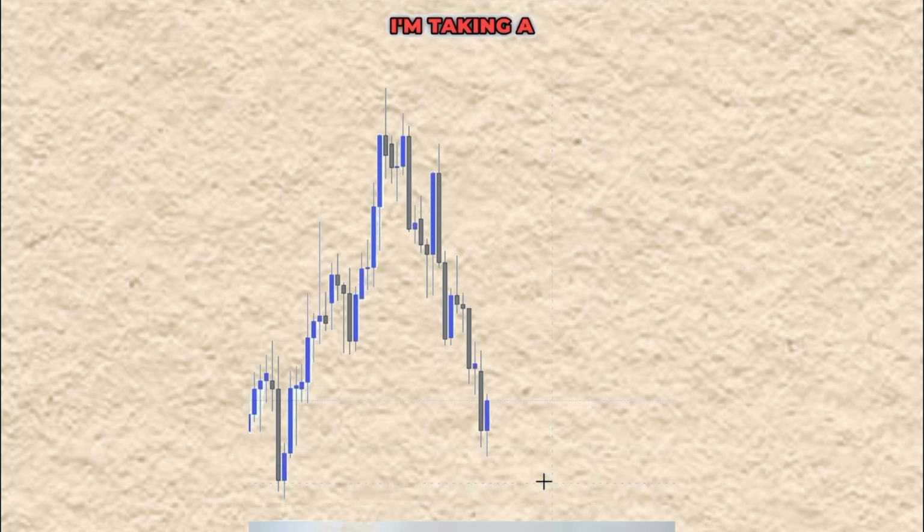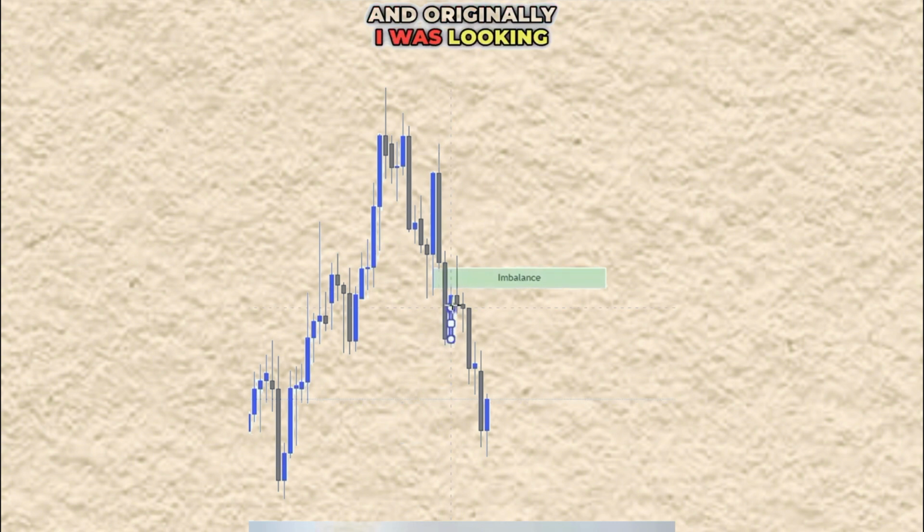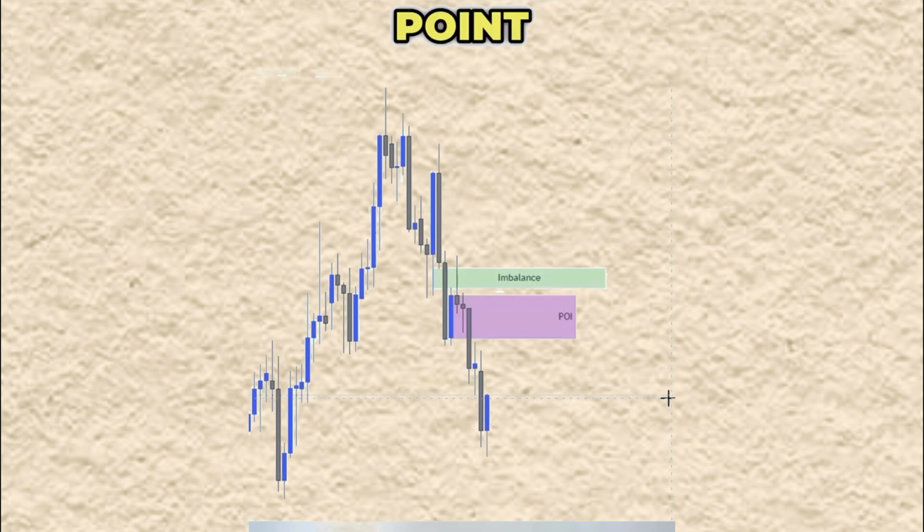Every time I'm taking a trade, I'm looking to get in line with the daily bias and follow the expansion of the daily time frame and the weekly time frame. So when I look at price action here on this daily time frame, I can see price has reacted inside that imbalance, and originally I was looking inside this order block right here as my point of interest area.